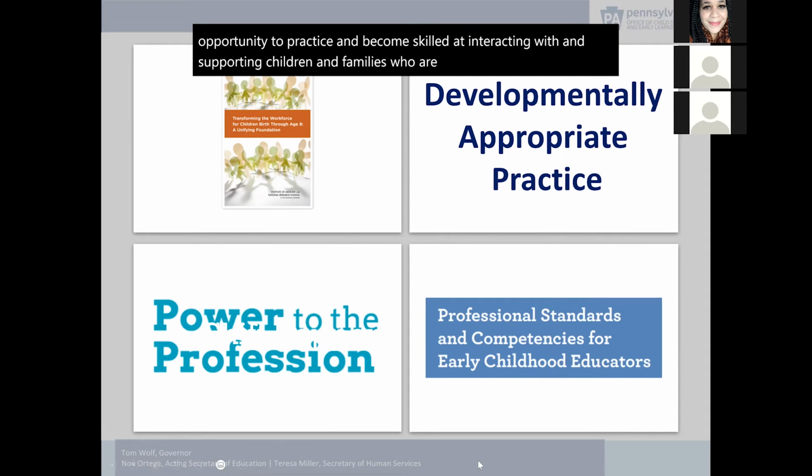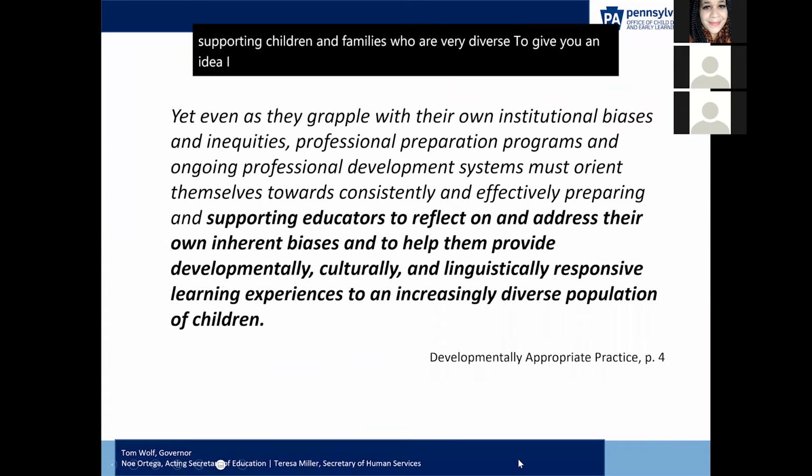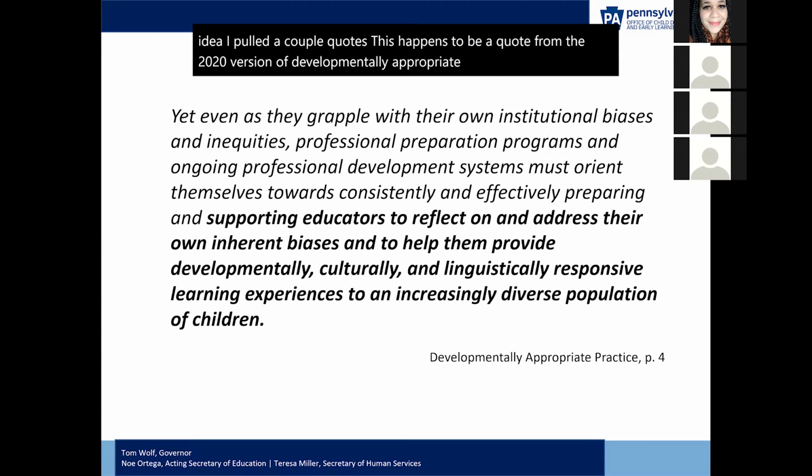To give you an idea, I pulled a couple quotes. This happens to be a quote from the 2020 version of Developmentally Appropriate Practice, reminding us of the importance of supporting educators to reflect on and address their own inherent biases and to help them provide developmentally, culturally, and linguistically responsive learning experiences to an increasingly diverse population of children.